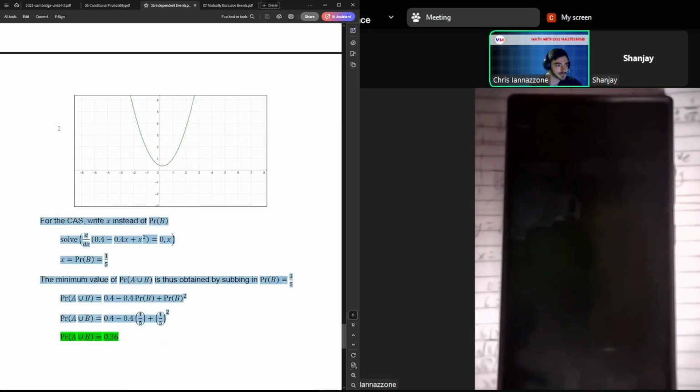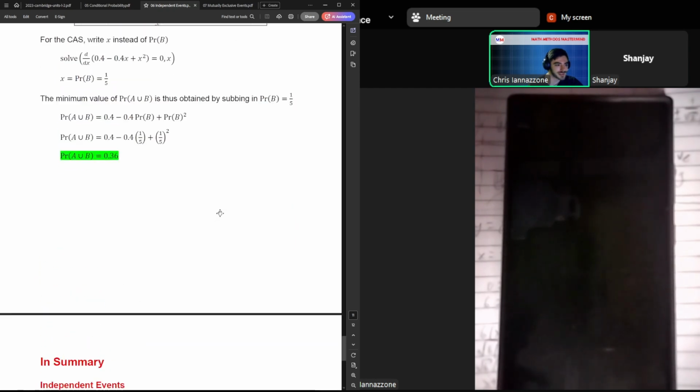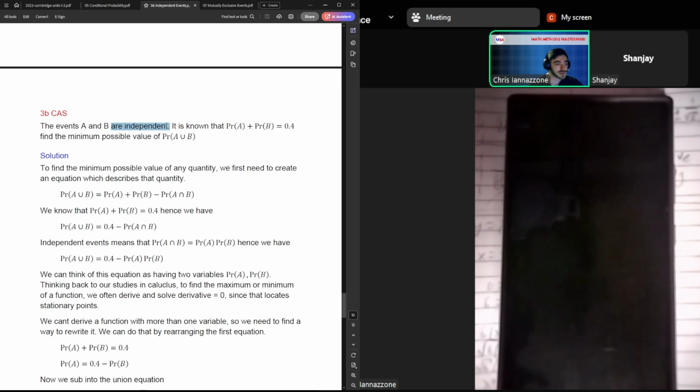Anything else in here worth going through? No, it's all good. This is the toughest one, by the way. This would be like a 3 to 4 marker. But honestly, independent events show up a fair bit in these longer questions because they give you a way to solve the thing where you otherwise wouldn't be able to.